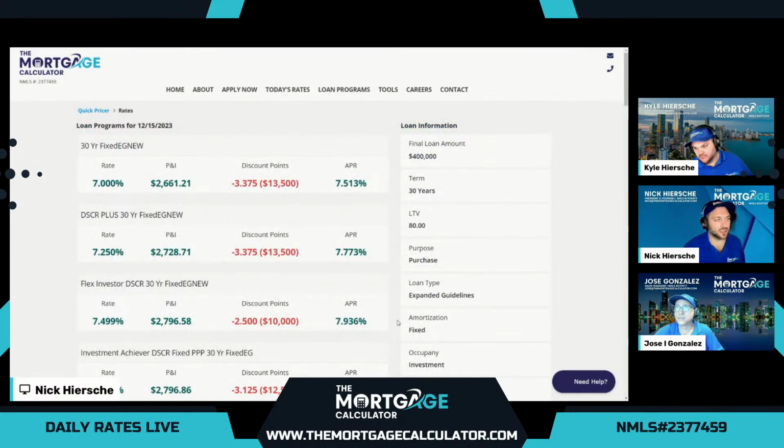So let's check out the DSCR options. Wow, absolutely smoking. So 7% rate for 3.375 discount points and cost puts the final APR at 7.513. So even though the conventional is reasonable now at just over 7, a DSCR loan for just about 0.4 higher than conventional is absolutely amazing.